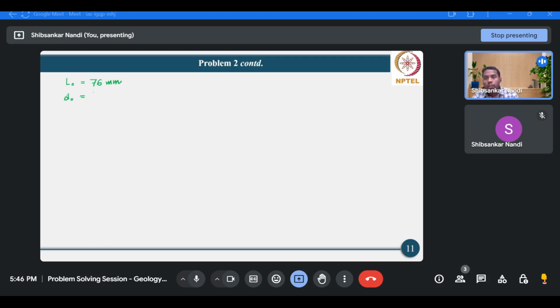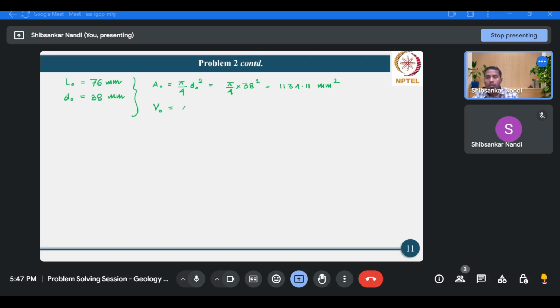The diameter of the sample is 38 mm. Therefore, the initial cross section is pi by 4 d0 square, which is pi by 4 into 38 square, so that is 1134.11 millimeter square.